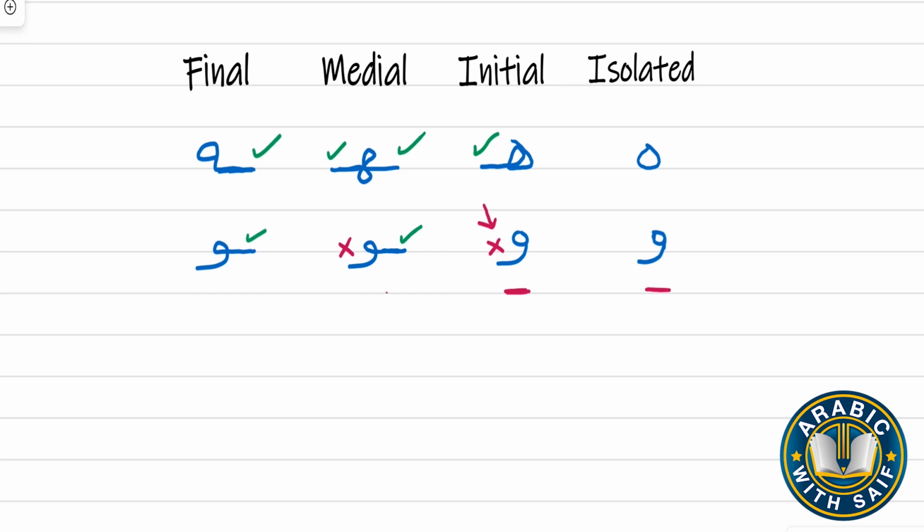When you write it in the middle, it connects to any letter before. That's why this short line will be before it, so any letter can be connected, but nothing after. The final form of wow also takes the same shape as in the middle, with a short line before it to get connected with any other letter.